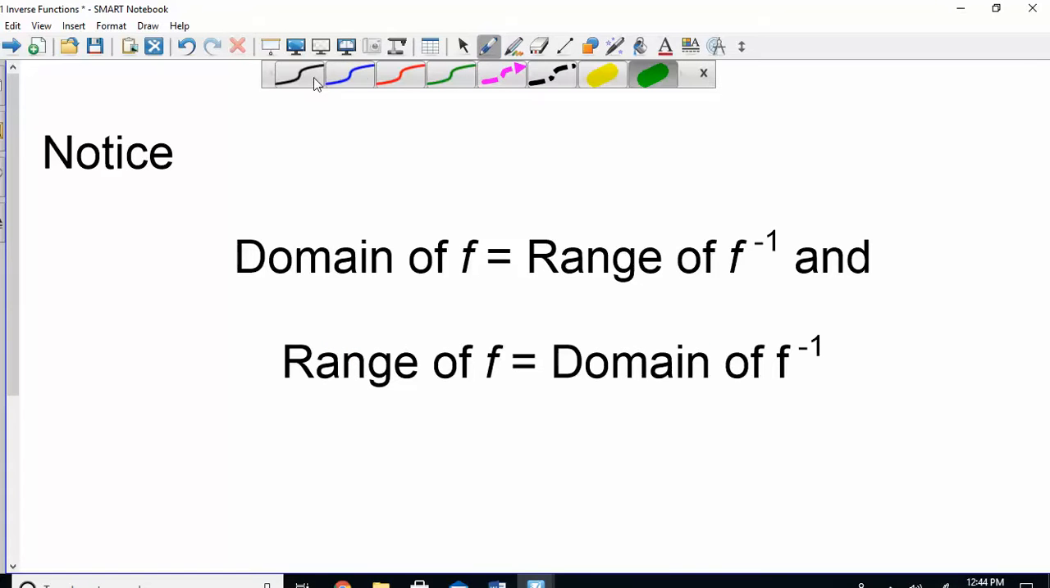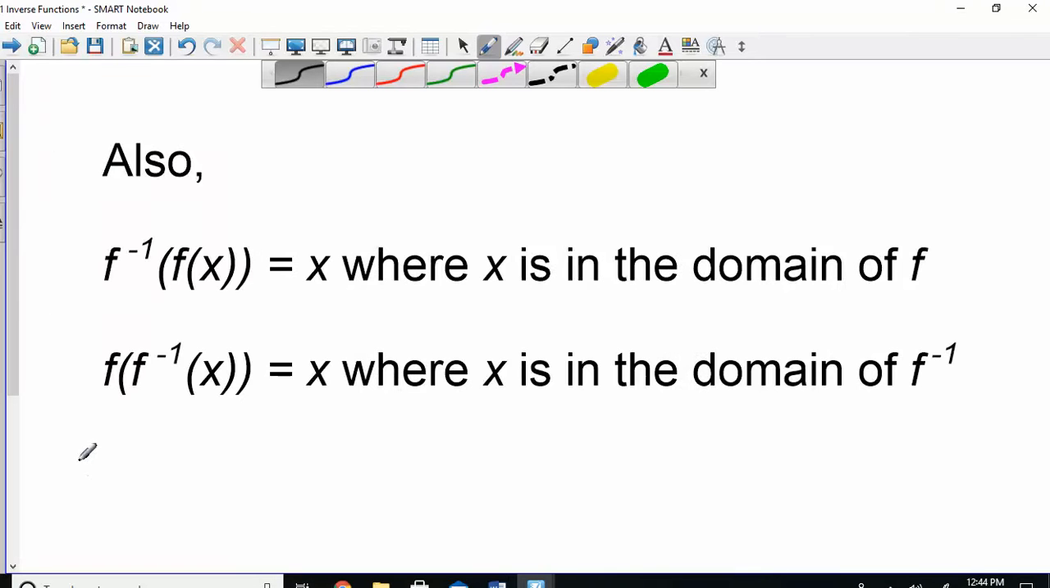of the inverse. So on a lot of these problems, when we start finding inverses, I'm going to say, give me the domain and range of both. You're not finding 4 different things. If you've got the domain of the first one, you automatically know the range of the second, and vice versa. So it's not a lot of work to find that.